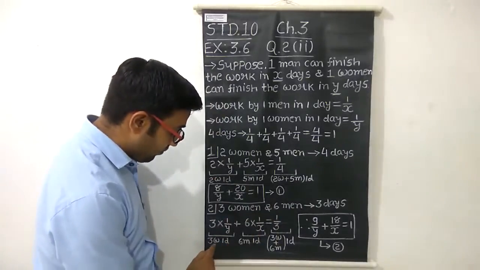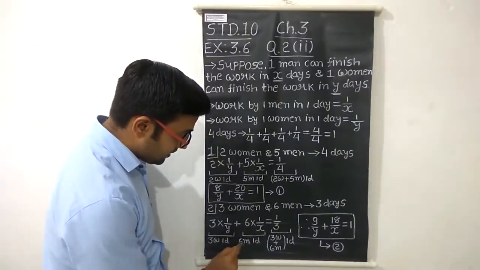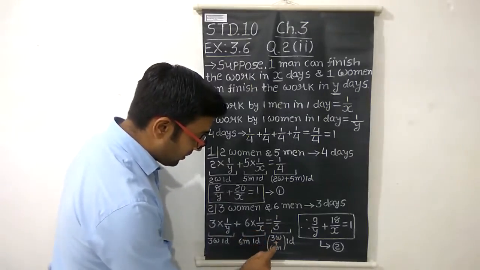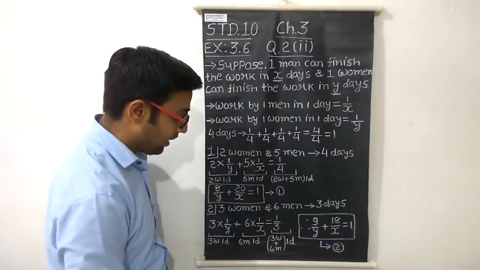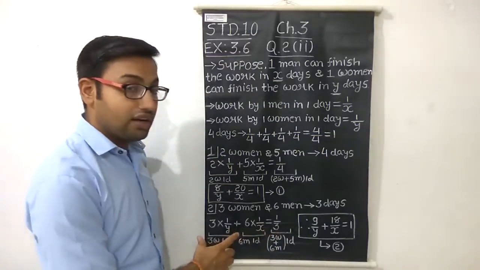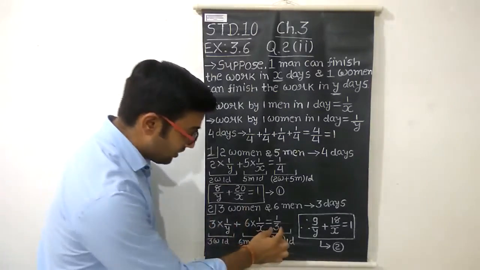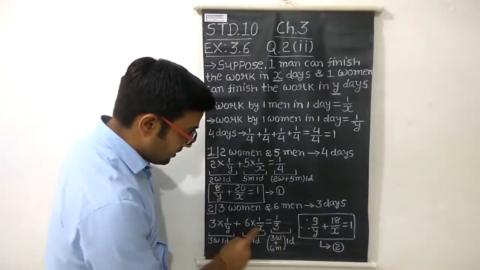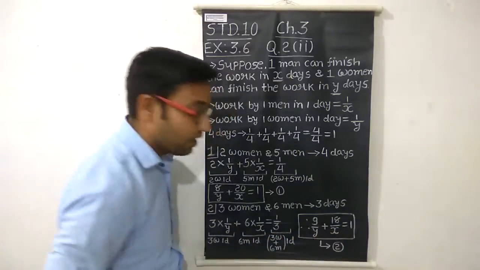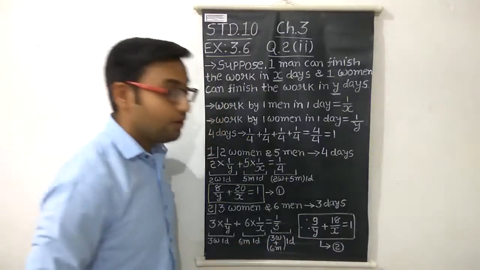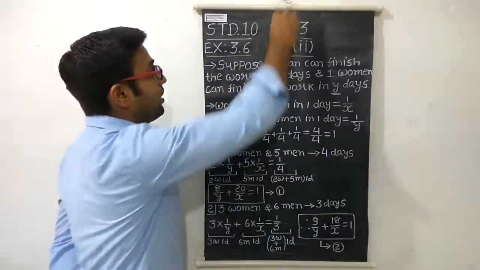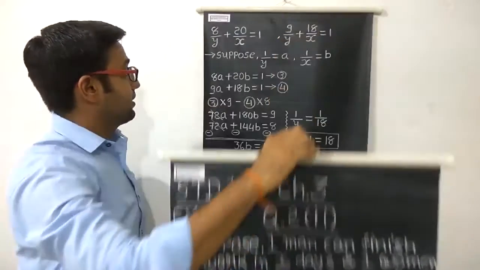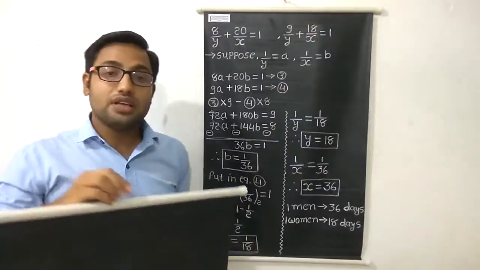So this is the 3 women's work for 1 day plus 6 men's work for 1 day is equal to the total. Right? So in this way we can get the second equation. Now take this 3 to the left hand side. We will get 9 upon y plus 18 upon x is equal to 1. Give it equation number 2. Right? So now let's see the next slide. Both the equations are written here.